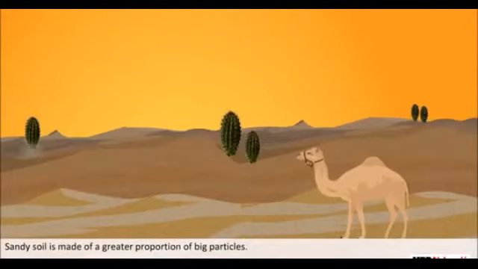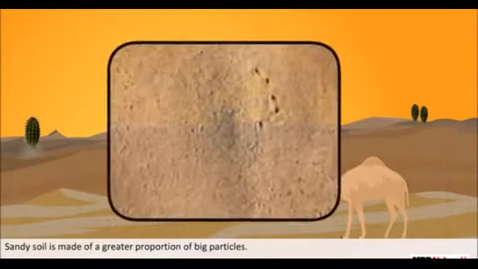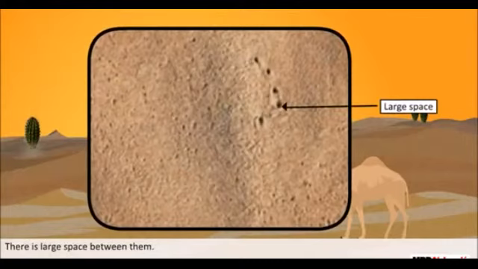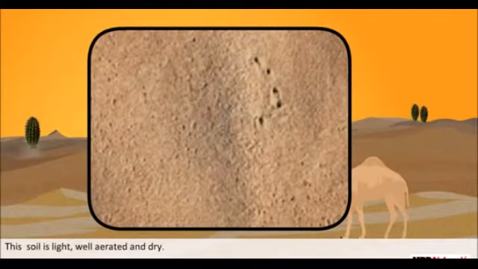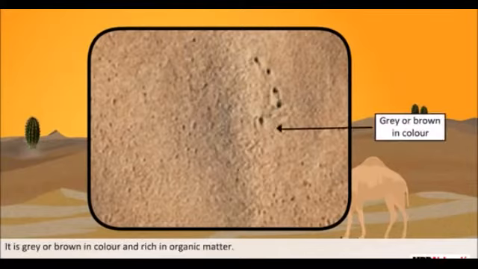Sandy soil is made of a greater proportion of big particles. There are large spaces between them. This space is filled with air. This soil is light, well aerated and dry. It is grey or brown in color and rich in organic matter.